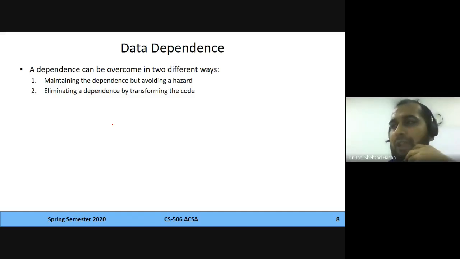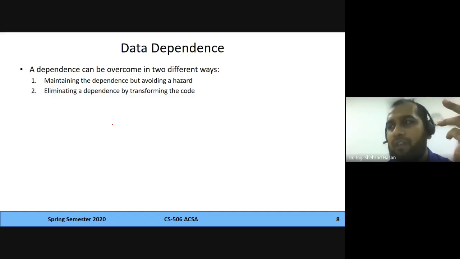The second is eliminating a dependence by transforming the code. This is something difficult, because not every code can be written in different ways. So this is the example that I also gave in the beginning of the lecture, that for example, you want to sort a list, and for sorting you have different options.